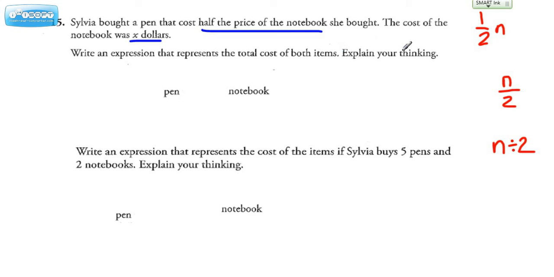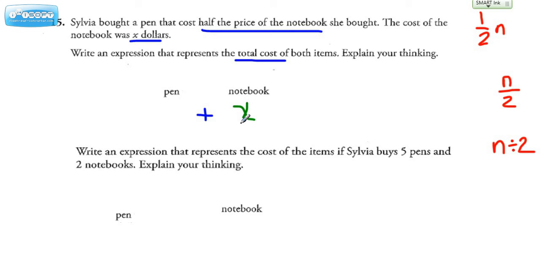Explain your thinking. All right, so first of all, if we're talking about total cost, that's going to suggest that we're going to have whatever the pen is, and whatever the notebook is, and we would add those two things together, and that would be the total. Now, the pen, we know that it's half the price of the notebook, and they want us to use X to represent the dollars for the cost of the notebook. So let's put in the X for the notebook.